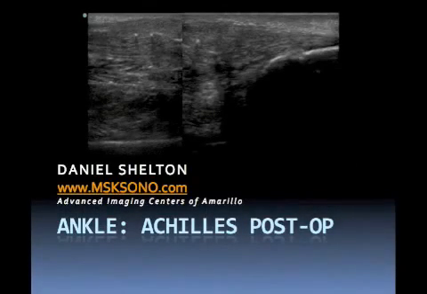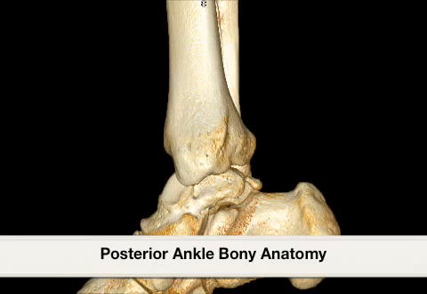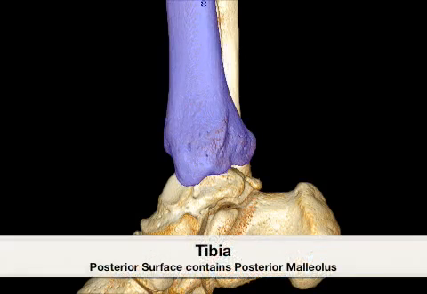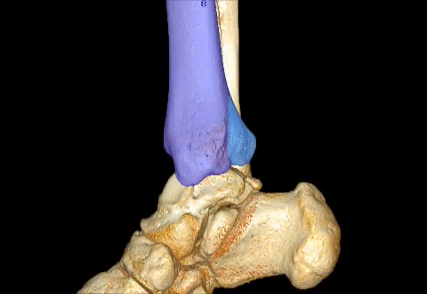This is a case study representing the intact post-operative Achilles tendon. We will begin by reviewing the landmarks associated with ultrasound of the Achilles tendon. The first bone we have highlighted here is the tibia with the posterior landmark of the posterior malleolus.